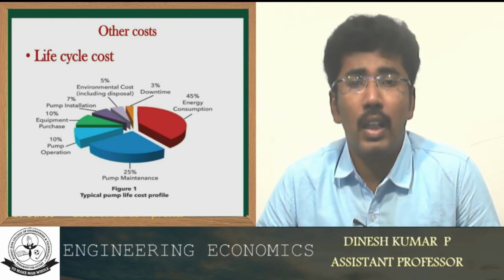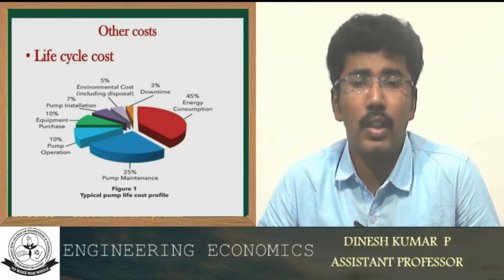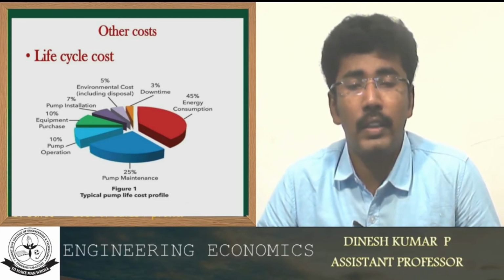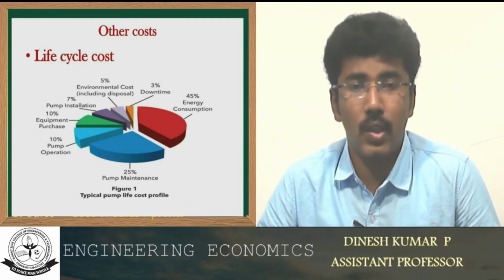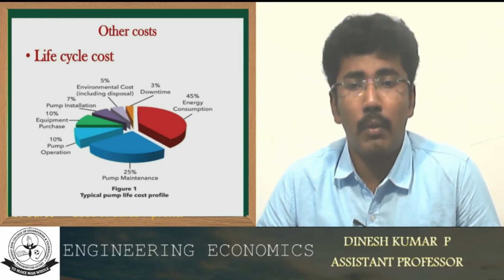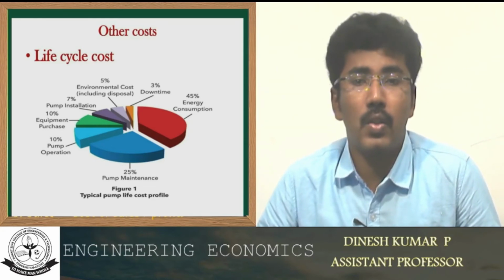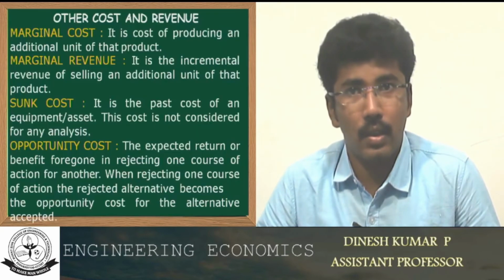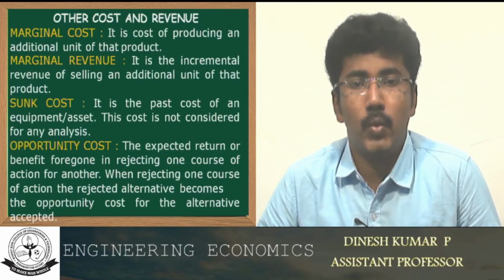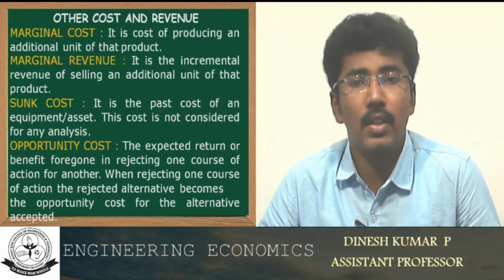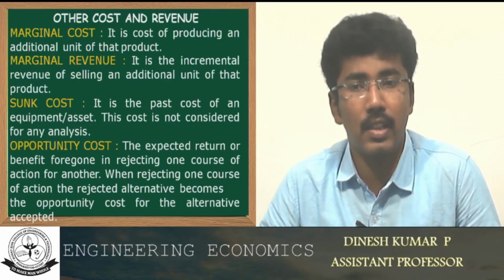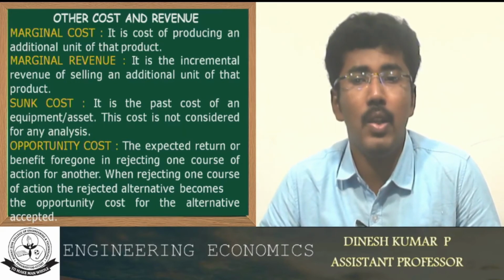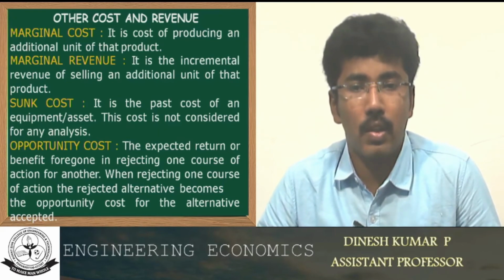Next, life cycle cost. The life cycle cost includes, for example for a pump, pump maintenance, pump operation, equipment purchase, installation, environmental cost, downtime cost, disposal cost and energy consumption cost. These costs are also included in the life cycle cost. Next, the marginal cost is the cost of producing an additional unit of that product. Marginal revenue is the incremental revenue of selling an additional unit of that product. Sunk cost, as already told, is the past cost of an equipment or asset.